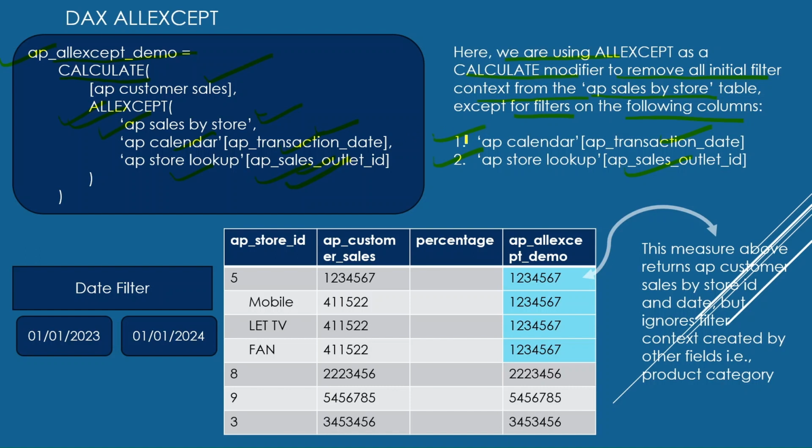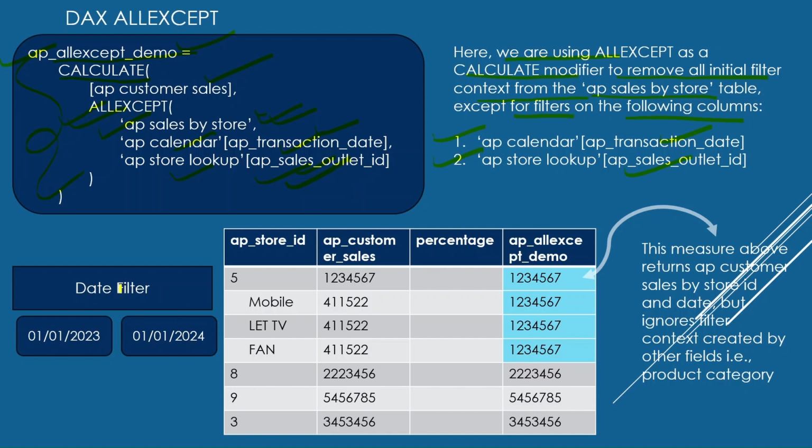So apart from these two columns, if any filter is applied on AP sales by store, that filter will not be applied during the calculation of this measure, AP ALLEXCEPT demo.